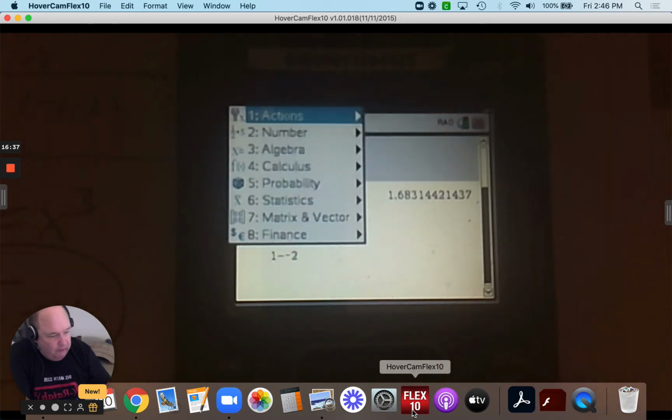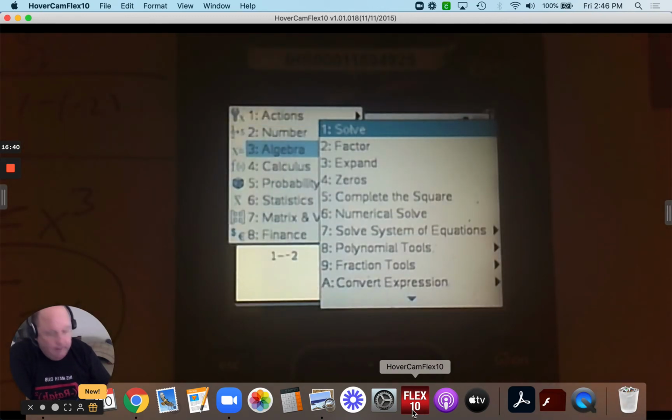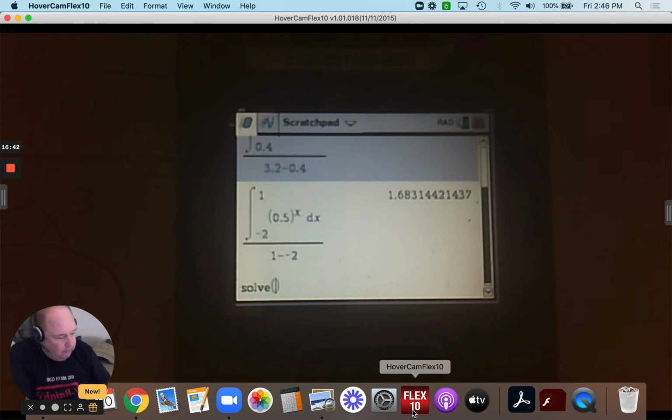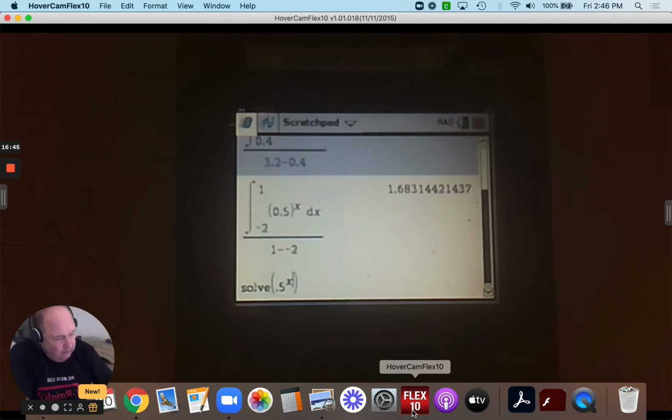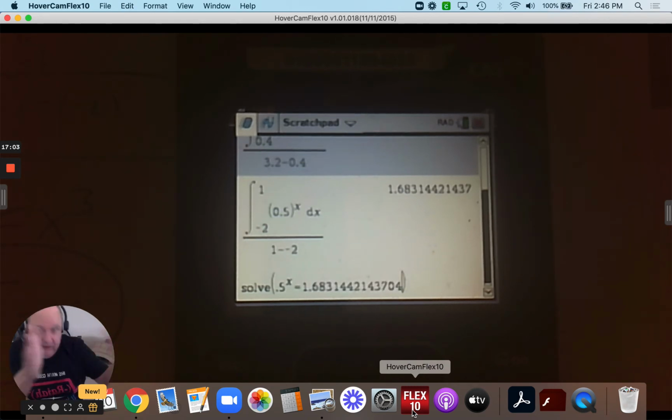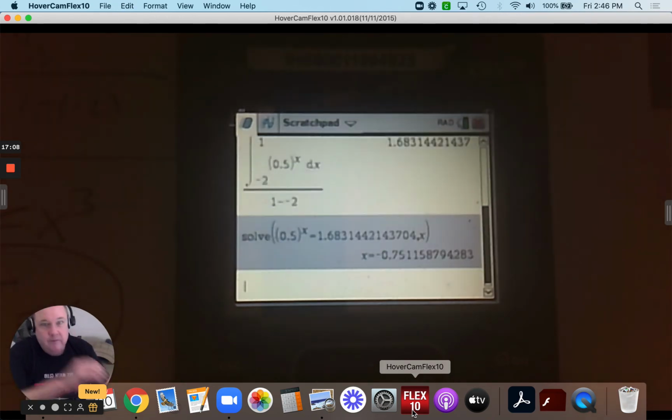So I'm going to press Menu. I'm going to go to Algebra and Solve. And then I want to type it in. So it's 0.5 to the exponent x. Move the cursor, equals. And again, I want to use that whole number. So you see how I highlight it? Press Control C. And then come down here and then press Control V. And now the entire number's in there. And then go comma x. And now solve it. So where does it occur at what x value? And you have your answer, which is negative 0.751.